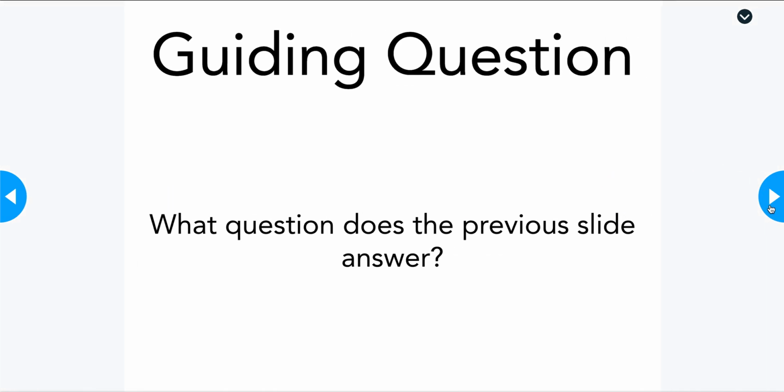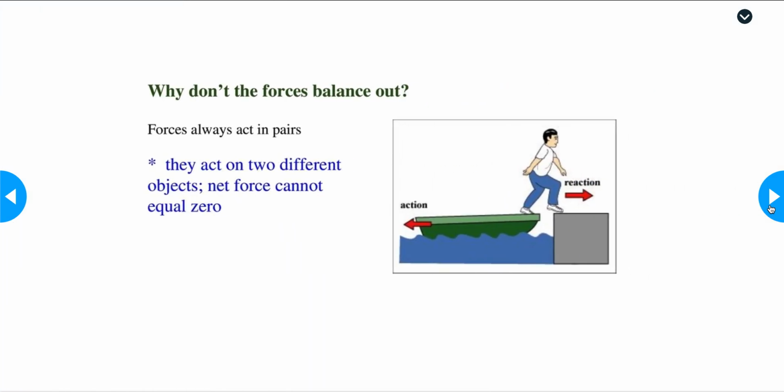What question does the previous slide answer? All right, so the question you have is, why don't the forces balance out? And so here's the deal. Forces always act in pairs. And the reality is that the forces act on two different objects. And the net force is not going to equal zero because the objects are different sizes.